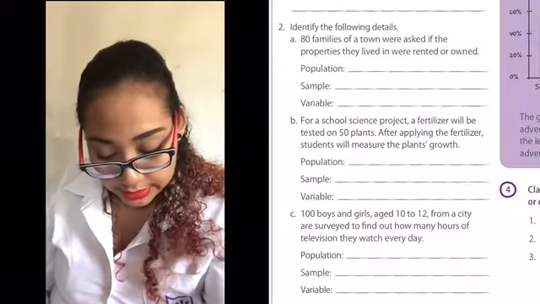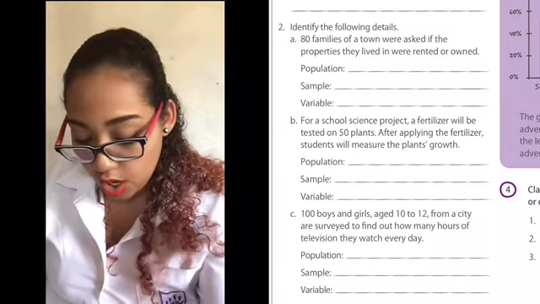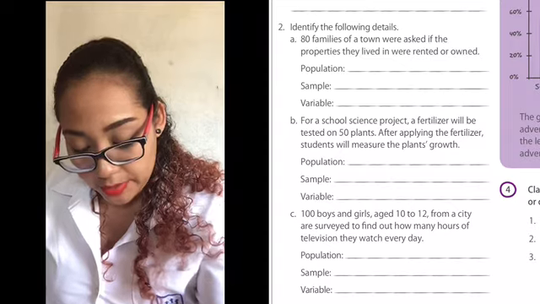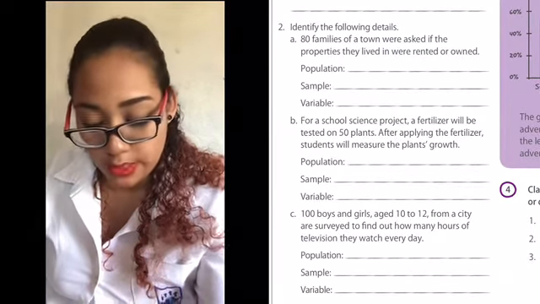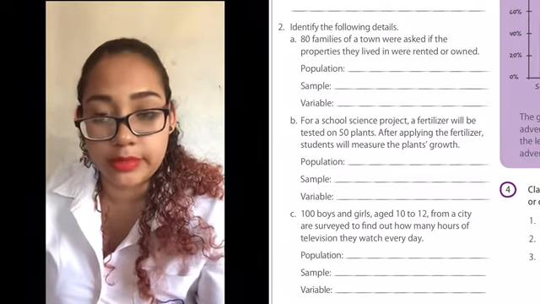Here, like I promised you in the previous video, we're going to start exercise number 2 from page 97. So I have my book right here with me. It says over here, identify the following details. A, 80 families of a town were asked if the properties they live in were rented or owned.